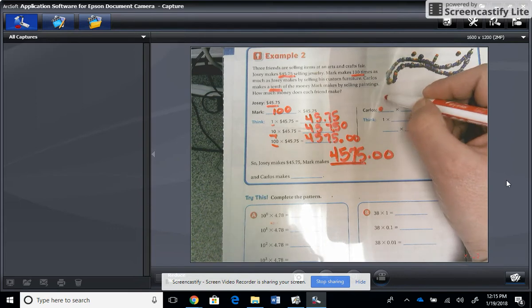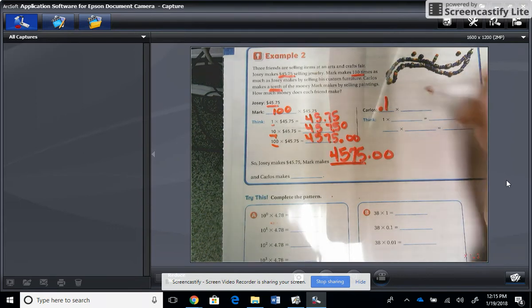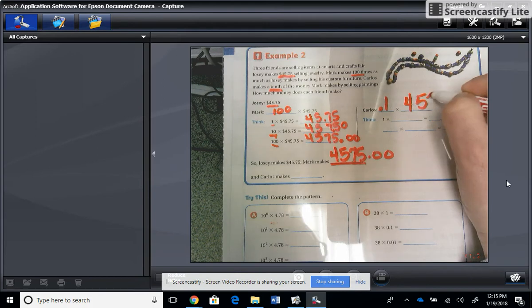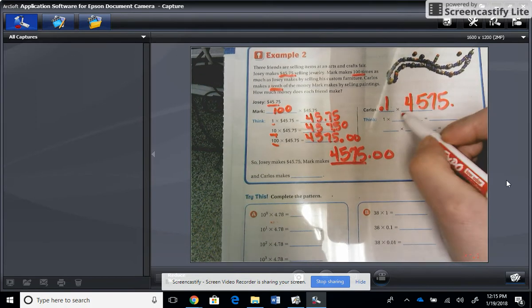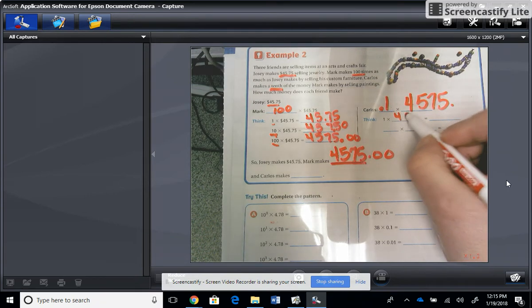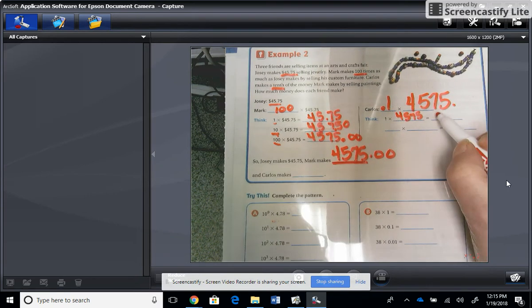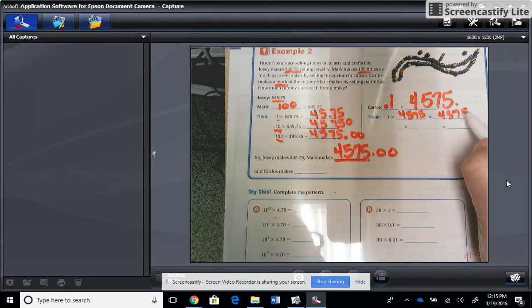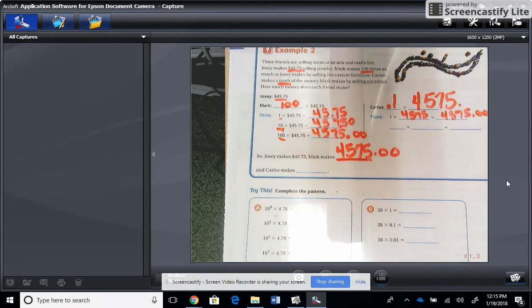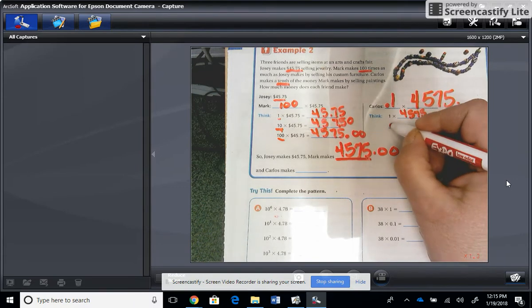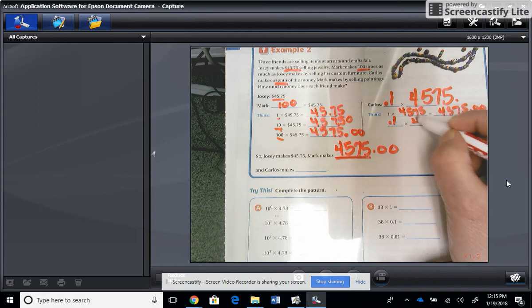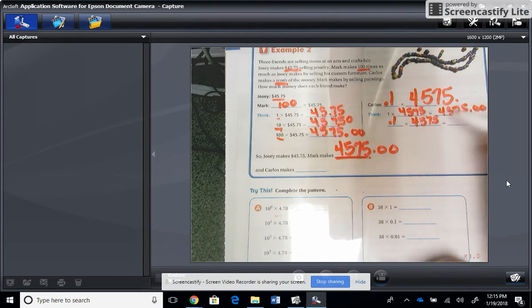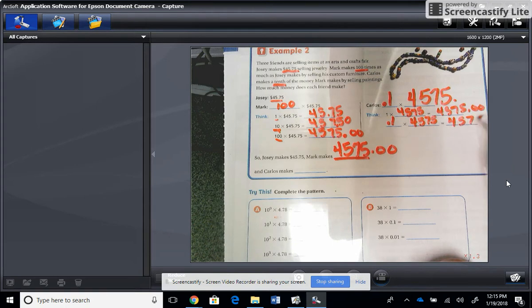So now I've got the information about what Mark makes, so I can fill this in. Carlos made 1/10, and that's how I write a tenth, times $4,575. So I think 1 times 4,575 equals 4,575 because it's the identity property. But now if I take it times a tenth, because that's what I need to find out, and that's the next thing in the pattern, times 4,575, I know my number is going to get smaller.